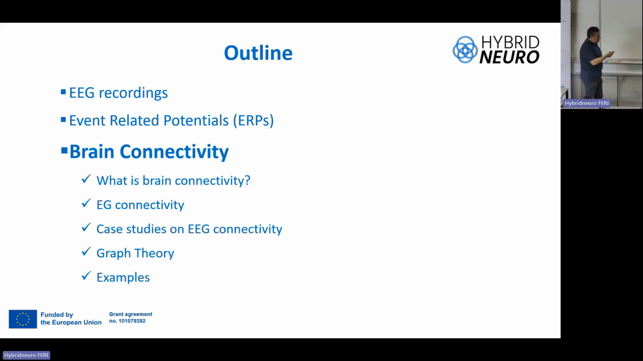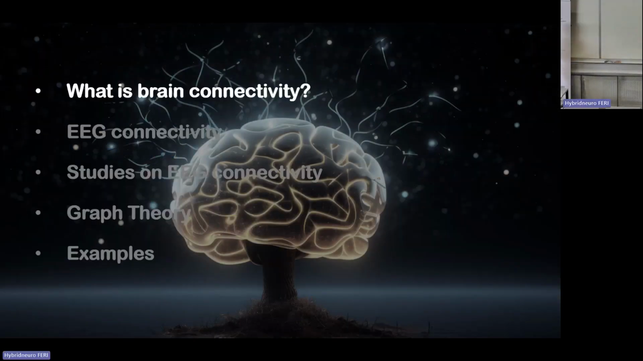Brain connectivity. We move to the brain connectivity. We mentioned it in the single trial approach, and we will explain a little bit about what is brain connectivity, different techniques to evaluate the EEG connectivity, some examples or studies using brain connectivity. We comment a little bit about the graph theory, graph theory parameters, and finally some examples from research studies, articles, and also from our group.